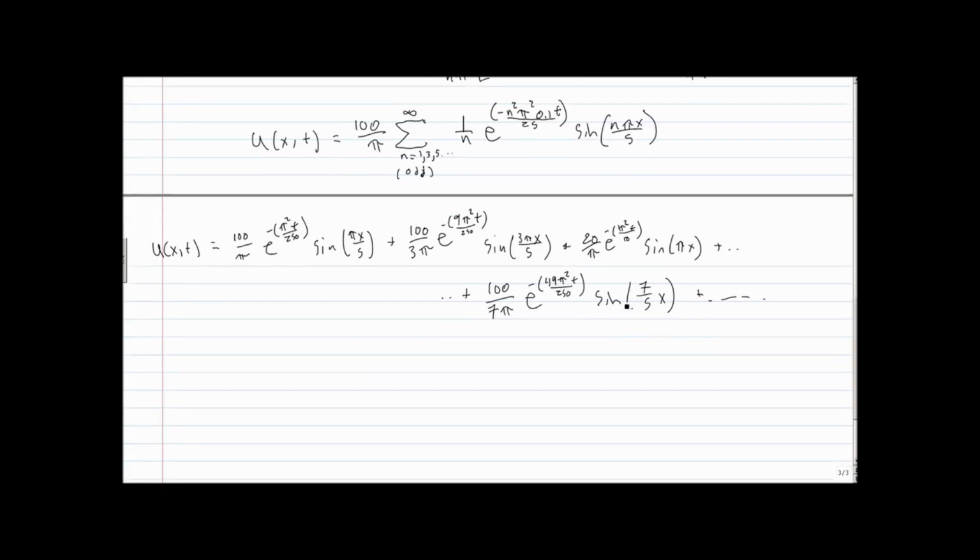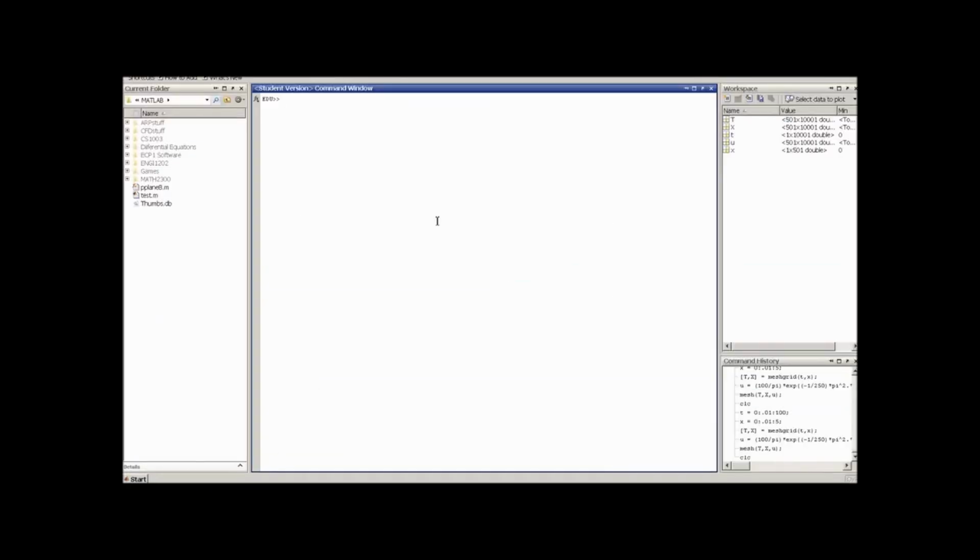Okay, so here are the first 4 terms. This one here is when n equals 1. This term here is when n equals 3. This is when n equals 5. This is n equals 7. So let me open up MATLAB, and we'll get an idea of how the solution behaves.